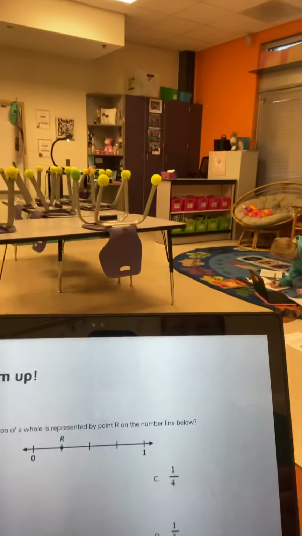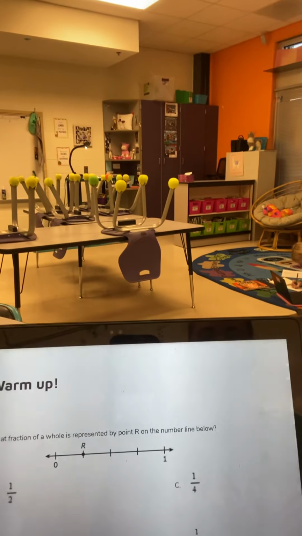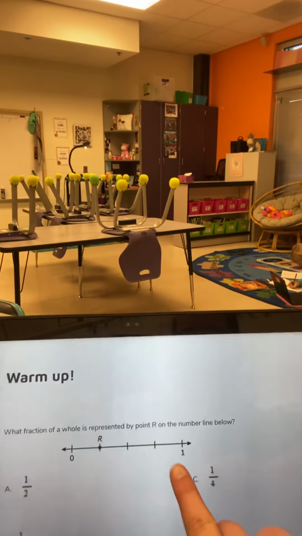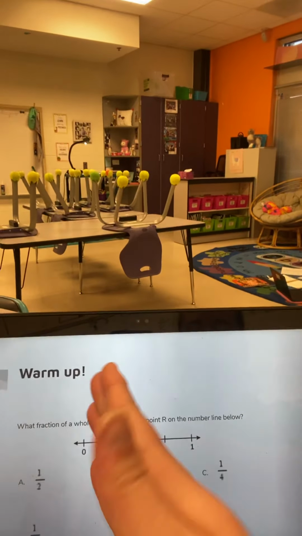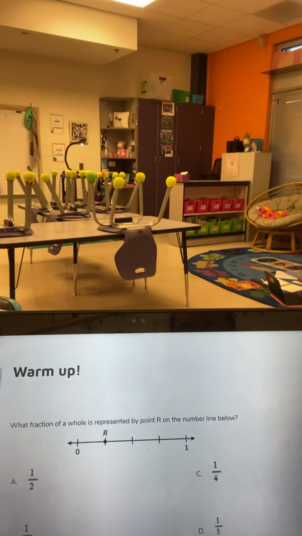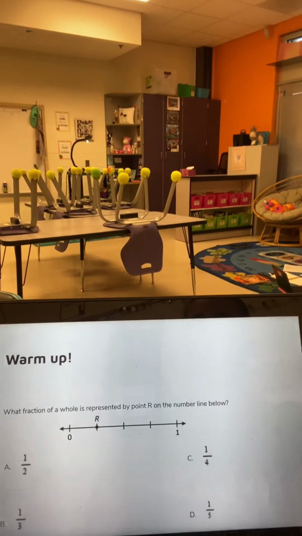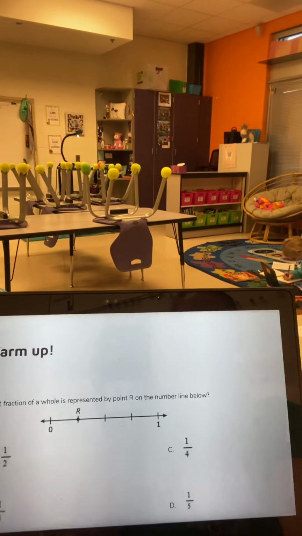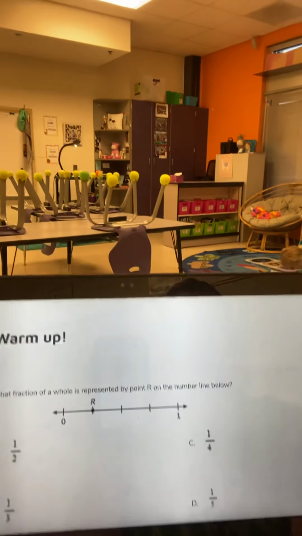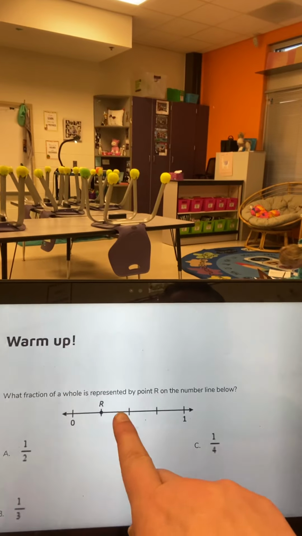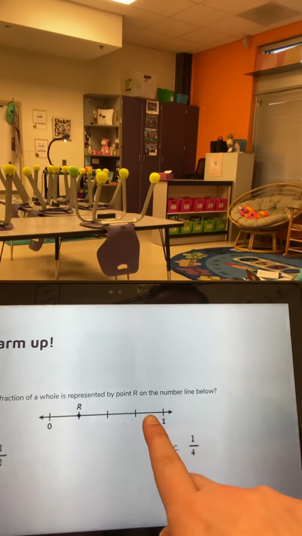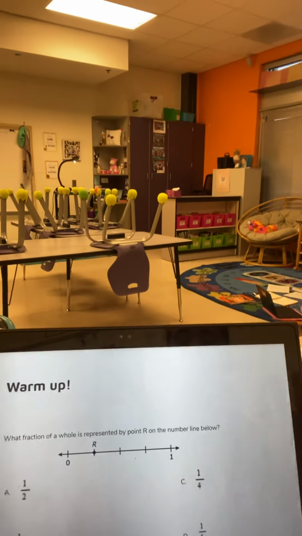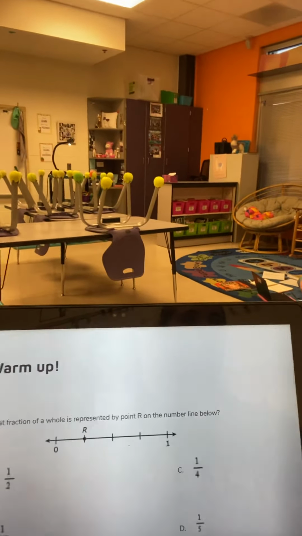How many wholes do we have? That's right. We only have one whole, and we can see that by this 0 to 1. So how many pieces is this partitioned into? And remember, partition means to split. 4, that's right. 1, 2, 3, 4. Very good. And our job is to figure out what fraction R represents on this number line.